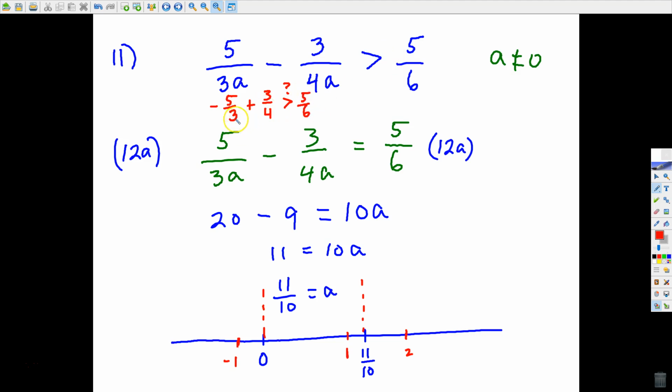All right. So to get a common denominator, let's think of this in terms of 12ths. Okay, so we'll do a little mental math here. 3 divides into 12 4 times. 4 times -5 is -20/12. 4 goes into 12 3 times. 3 times 3 is 9/12. And 6 goes into 12 2 times. 2 times 5 is 10/12. Well, if you add these two together, that's -11/12. Obviously, that is not greater than 10/12.